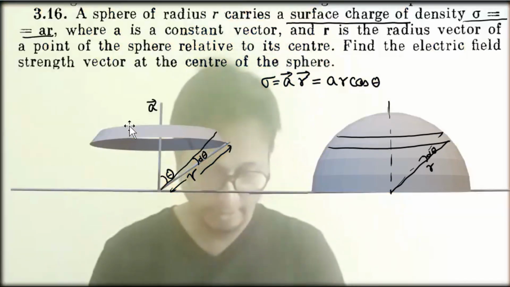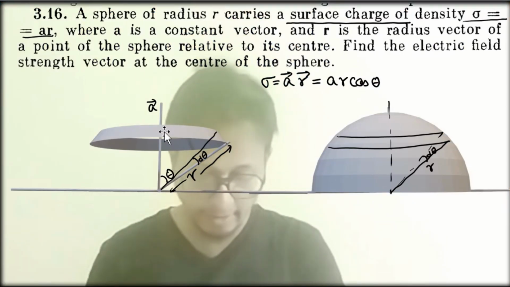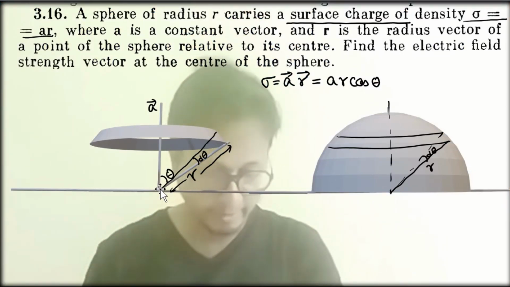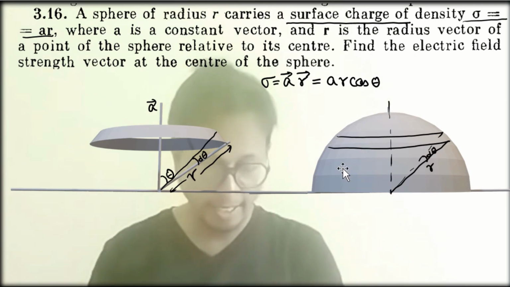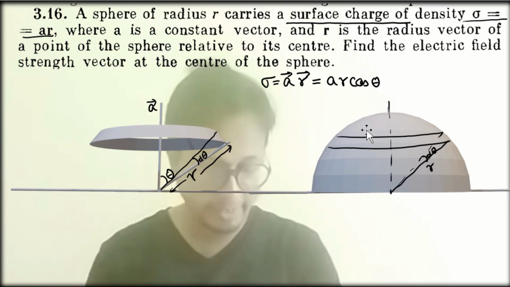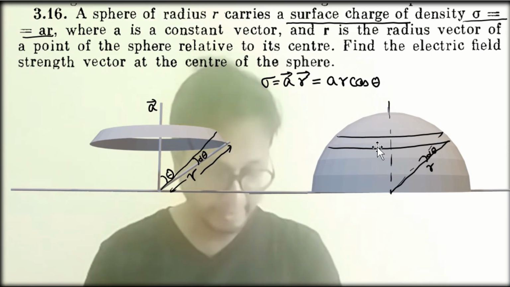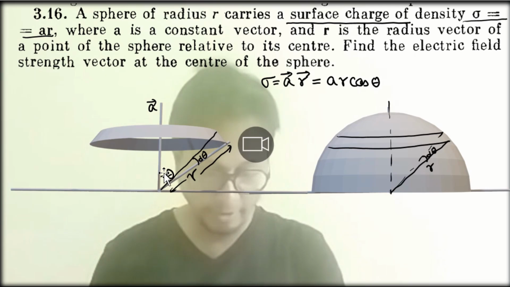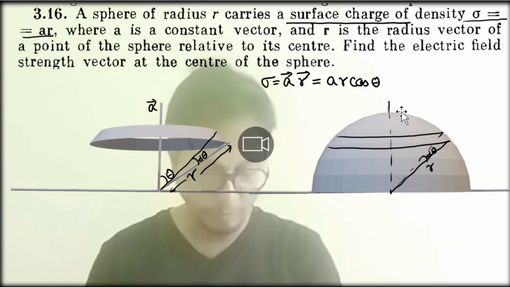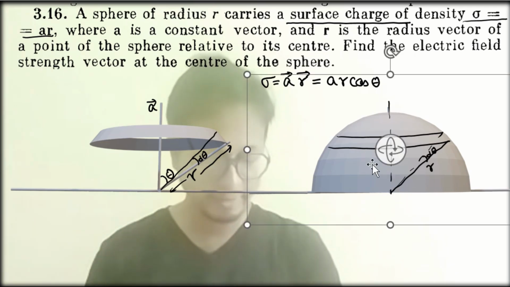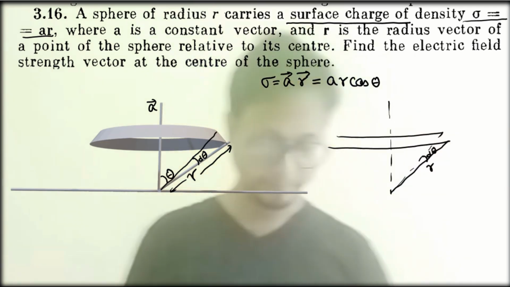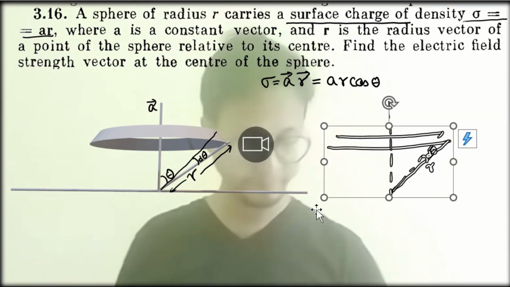Now I have to find out the electric field due to this ring at the center. If I integrate this ring from 0 to 90, I'll get the electric field due to this entire hemisphere, isn't it? I have to integrate this ring from theta equal to 0, that means top of the ring, to theta equal to 90. So I'll get the electric field due to this entire hemisphere. So just let me delete this one and these diagrams also.